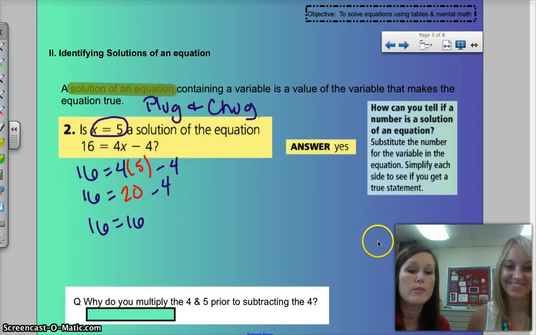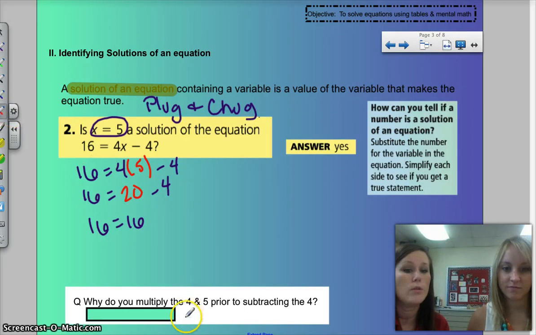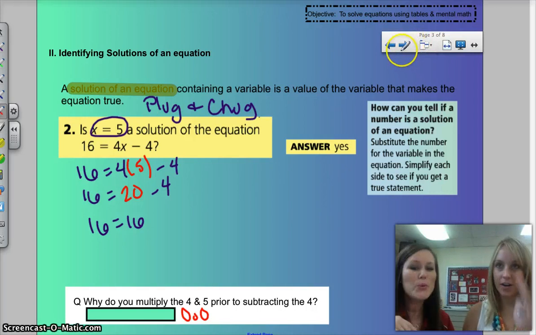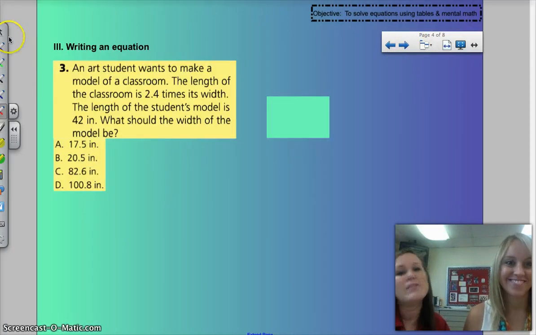Okay, question at the bottom. Why do you multiply the 4 and the 5 prior to subtracting the 4? Well, we should know that that's order of operations. Order of operations. What is that? Oh, order of operations. I love it. All right, writing an equation.